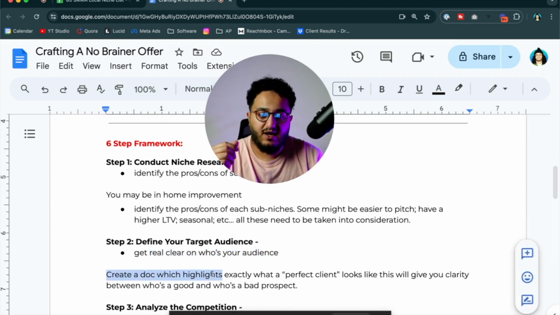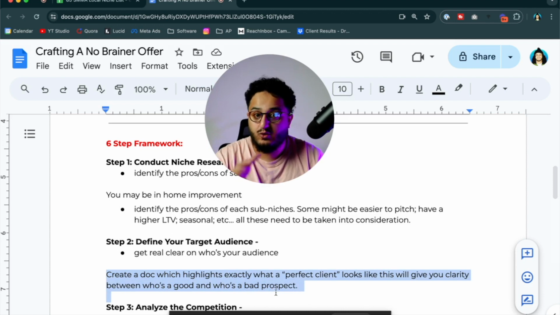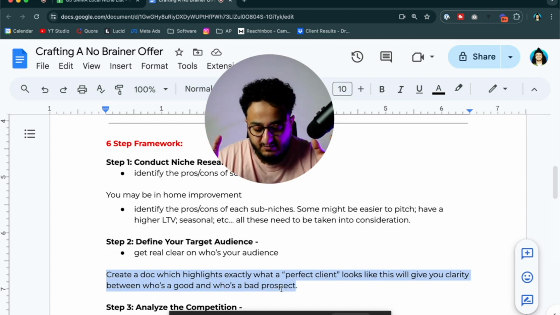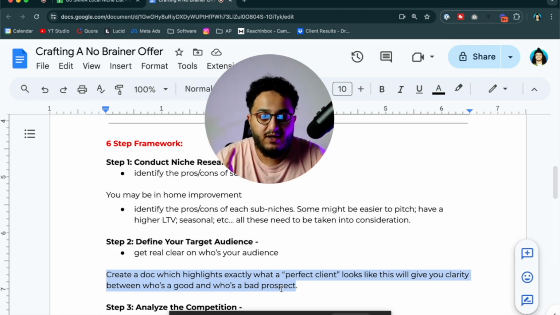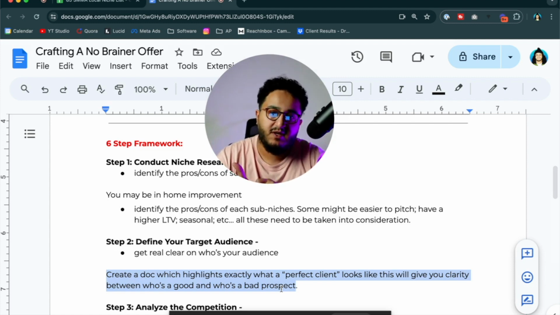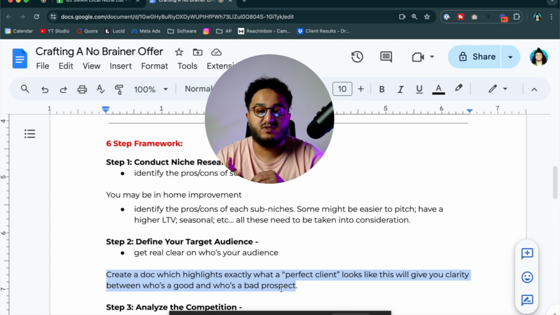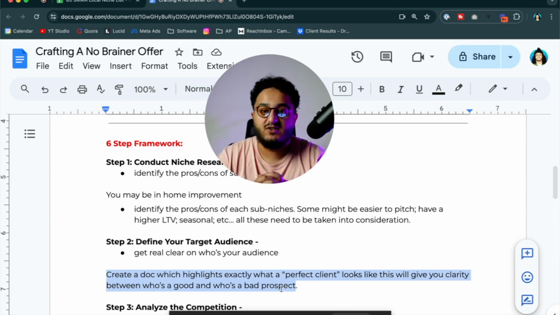You're going to create a doc that highlights exactly what the perfect client would look like. This will give you clarity between who's good and who's bad, who to work with and who not to work with. So the perfect client, imagine this. Imagine if you could ask God, bring me the perfect client. And he'd be like, what kind of client is that? And you just tell him, you write down like this perfect client is going to have minimum this much in ad spend. This perfect client is going to already be doing this much in their business. This perfect client is going to have these certain attributes.